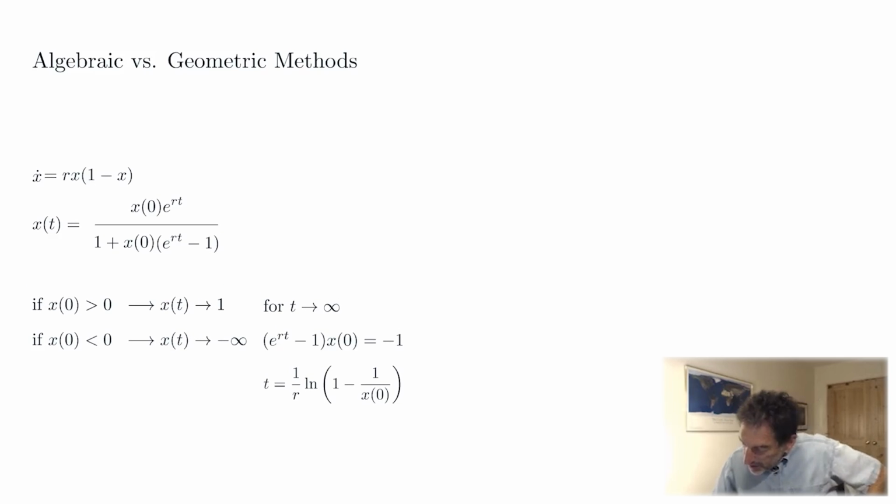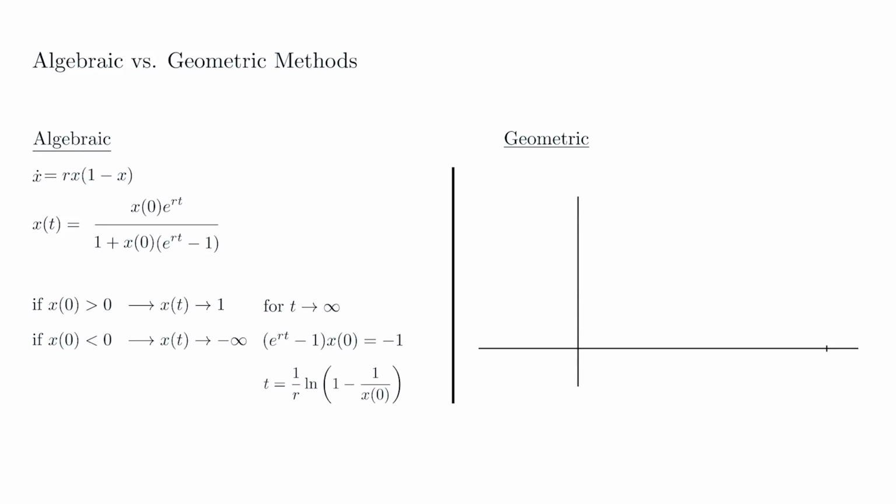Let's now look geometrically at the same problem. And all we do in the geometric approach is plot x dot as a function of x. It's easy because this is a simple quadratic function, and so plotting x dot as a function of x, it starts out at x equals 0 equal to 0. It starts off with a slope r, and so it's rising, and then it's an upside down parabola. When x is equal to 1, it hits 0 again. So this is our function, x dot as a function f of x.